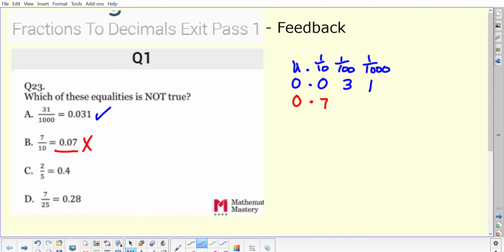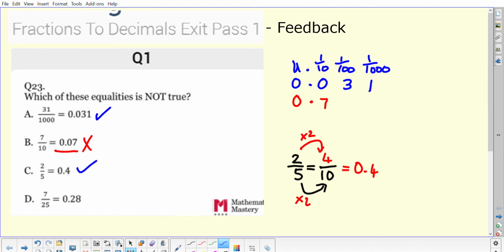If you wanted to check the other ones, let's do that anyway. We've got 2/5 being equal to 4/10. How could we check that? Well, if we change our 2/5 into an equivalent fraction in tenths, by timesing the top number and bottom number by 2, you get 4/10, and 4/10 as a decimal is 0.4. So clearly that one is also true.